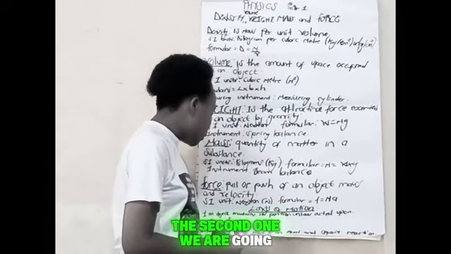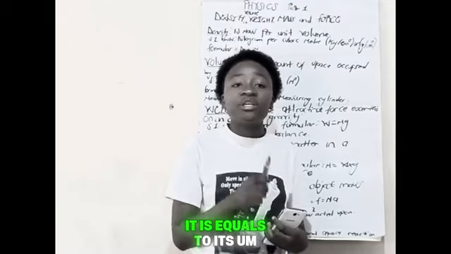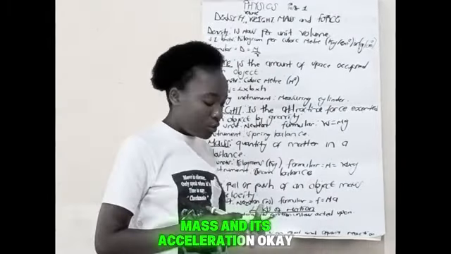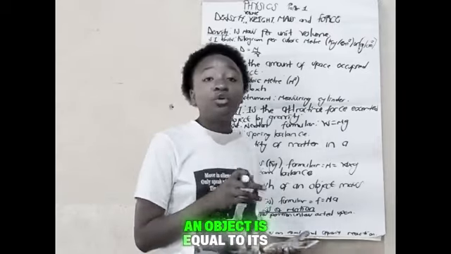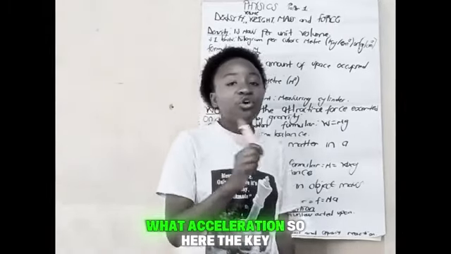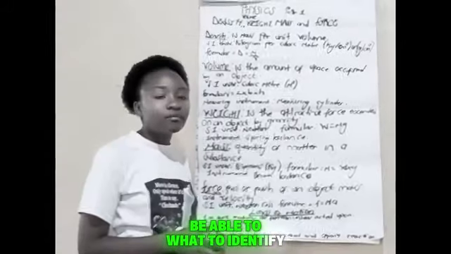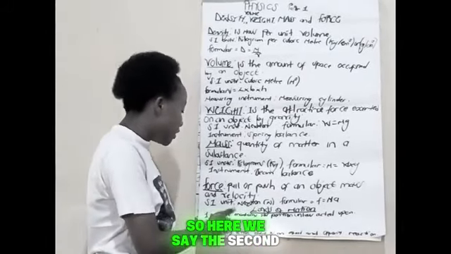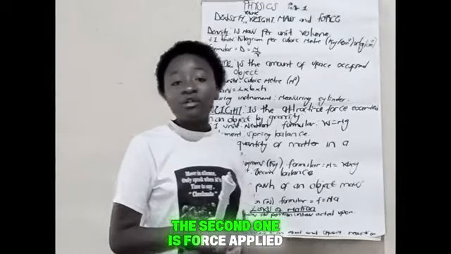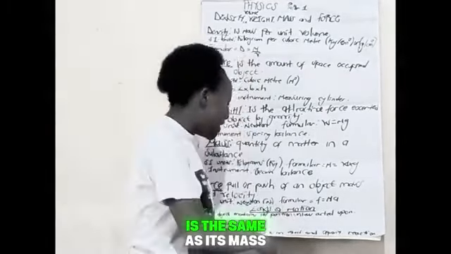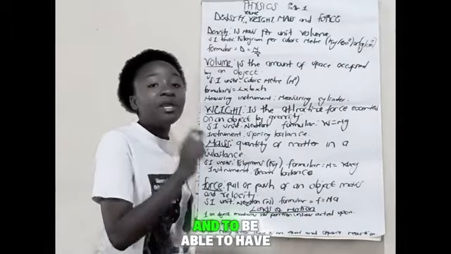The second one we are going to look at is that the force exerted on an object is equal to its mass times its acceleration. It also says the force applied on an object is equal to its mass times its what? Acceleration. So here the key is only knowing the formula for force, and you'll be able to identify it. The second law of motion says force applied on an object is the same as its mass times its acceleration. The only secret here is to know the formula for force, and you'll be able to get the answer.